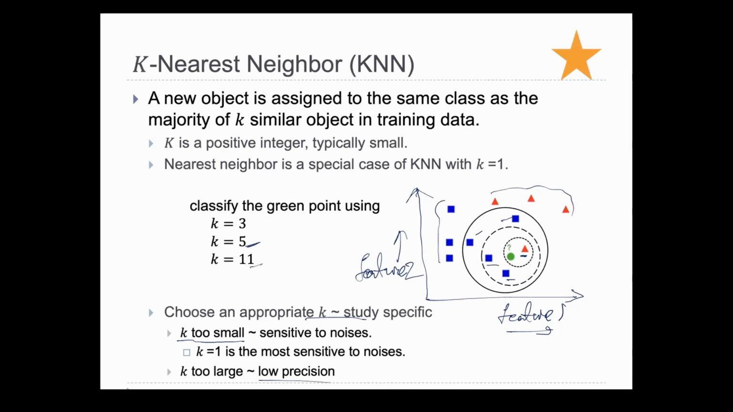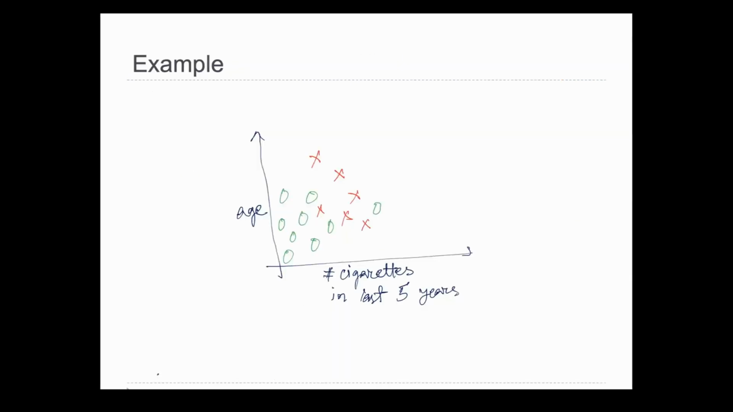So what does it mean? Consider this example. In the x-axis, we have the number of cigarettes smoked in the last 5 years, and in the y-axis, we have the age of a patient. These green ones represent healthy people who don't have lung cancer, and these red ones represent people with lung cancer. Now we're talking about the problem with a low value of K. If K equals 1, suppose we have a new data point here. We don't know the class of this data point.